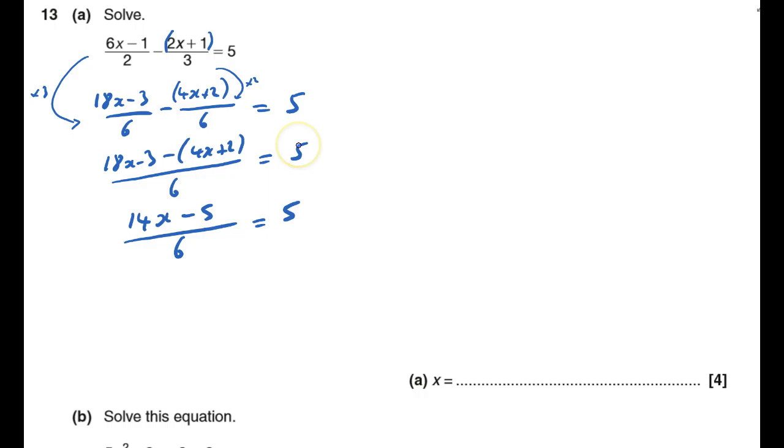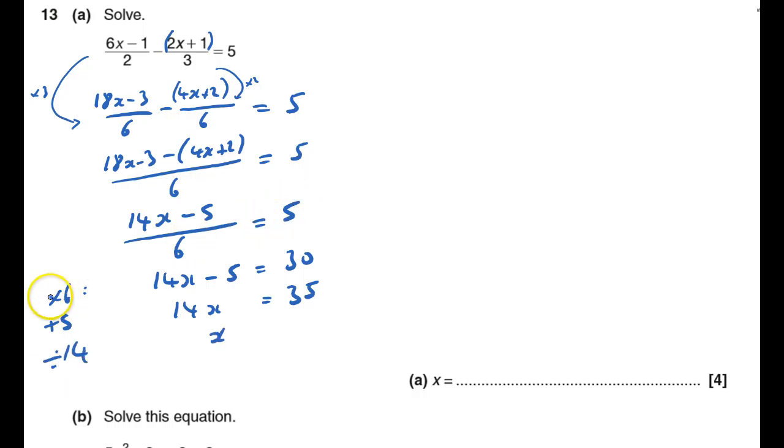Get rid of the divide by 6, so times both sides by 6 will give me 14x minus 5 equals 30. Add 5 to both sides, we'll say that 14x is 35. And finally, divide both sides by 14, x equals 2.5. Nice number. As we've had before, we've had part A, and now we've got part B, probably not going to be linked at all. So let's have a look at this one.